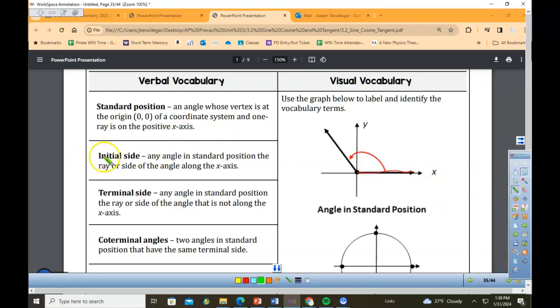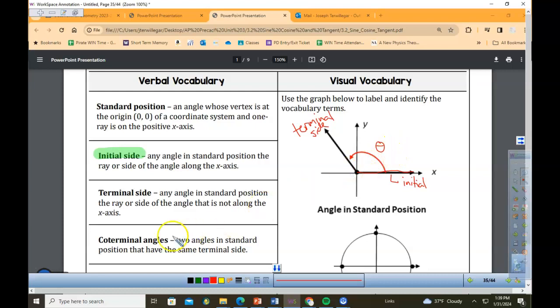This side right here, we're going to call the initial side. That's where we're going to start. And then we're going to go counterclockwise until we hit the terminal. Much like the Terminator, the terminal side is where the angle ends. Okay? Sound good? And then I'm going to use theta, that's a circle like that, to denote our angle.